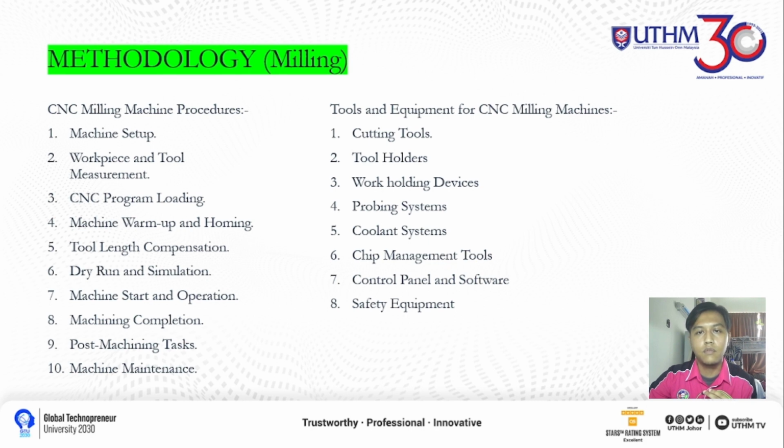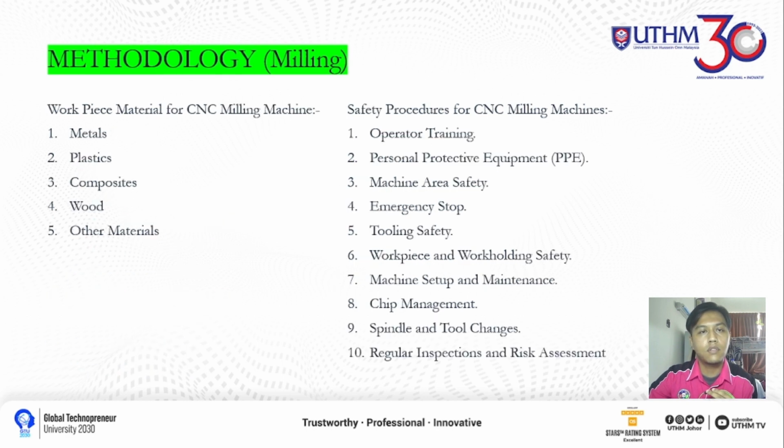The tools and equipment for the CNC milling machine are: cutting tool, tool holder, work holding device, probing system, cooling system, chip management tools, control panel and software, and lastly, safety equipment. Next, the workpiece materials for the CNC milling machine, such as metal, plastic, composite, wood, and other materials. Safety procedures for the CNC milling machine: operator training, personal protective equipment (PPE), machine area safety, emergency stop, cooling safety, workpiece and work holding safety, machine setup and maintenance, chip management, spindle and tool change, regular inspection and risk assessment.